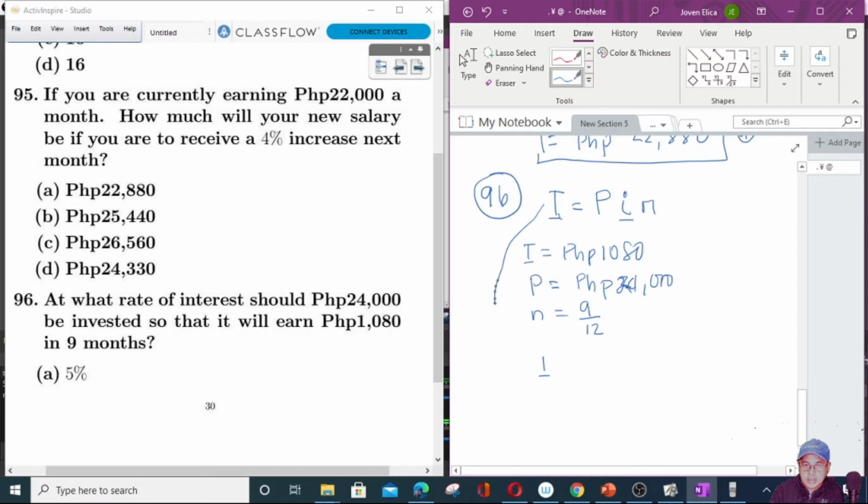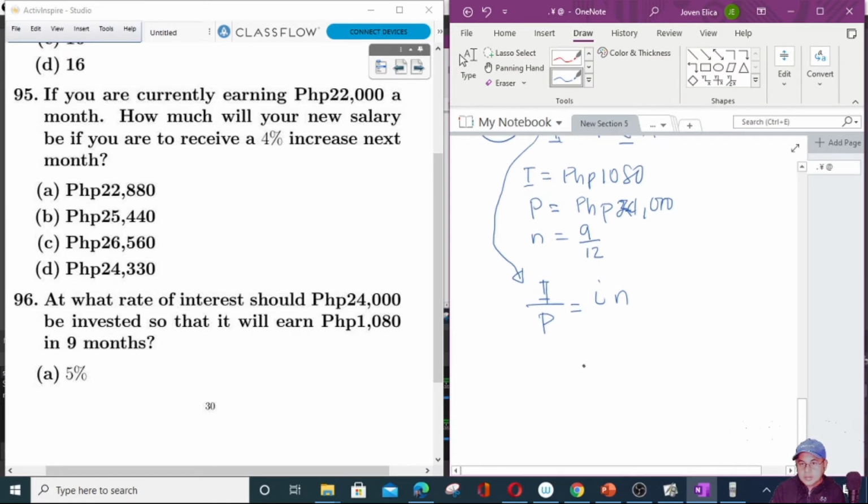So if we're going to substitute this one, let us manipulate this one. I over P is equal to I times N. Okay, so I is 1,080, divided by P, which is 24,000, is equal to I times N.